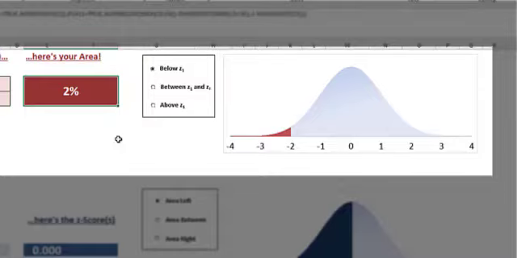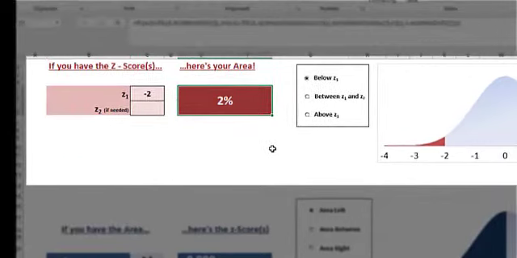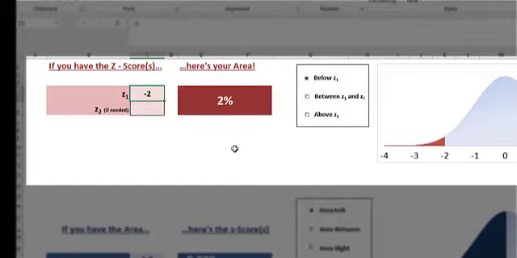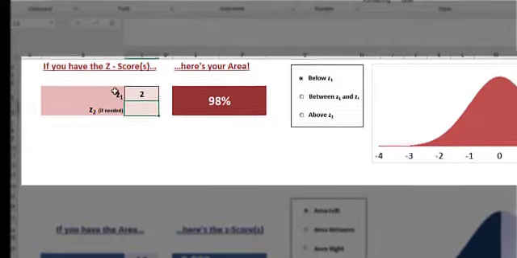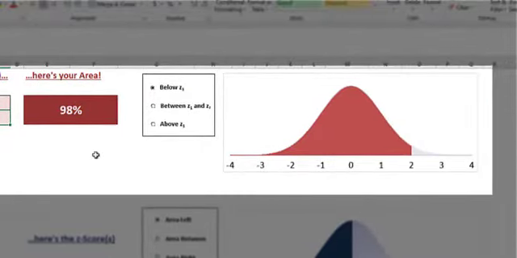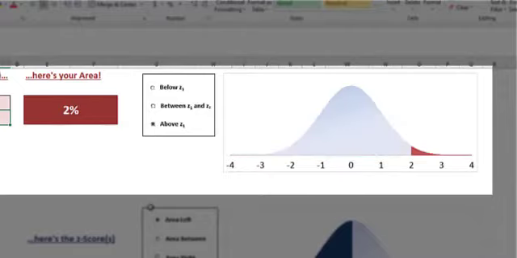Similarly, let's go with the IQ score of above 130. Now, 130 is on the other side of the average. 130 is 2 standard deviations above, so I'm going to change that 2 to a positive 2. Again, we're only using Z1 because we're only talking about one Z-score. And you want to shift this over to above. And you could have guessed that it was around 2% from our work before.